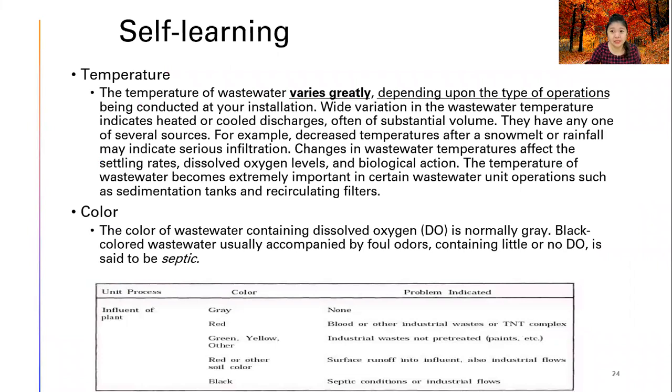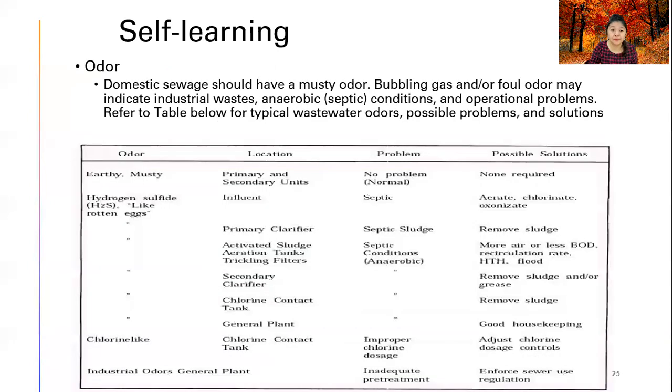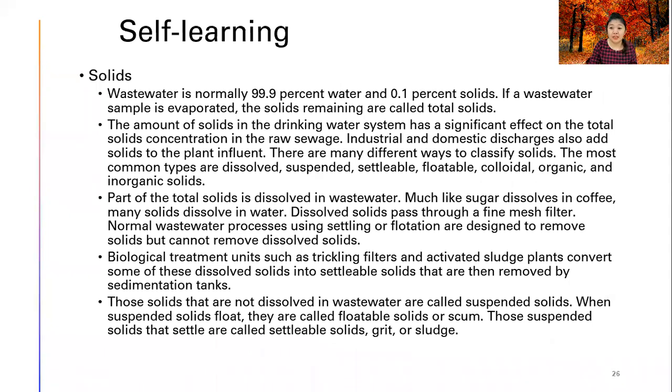Okay, so here you can read it by yourself. It has detailed explanations for temperatures, colors, and all those standards that we apply. And then you can see for colors, if it is a gray color, it means there is no problem with identification. But for red, it's usually blood or industrial waste. And then green, yellow, we have industrial waste or non-sanitary wastes, such as paint. Okay, this is odor. So if you smell something weird, you can check on this which category it is. And then this is the solids, which is suspended solids. So how we are going to do this and what it means, you can read it by yourself for this.